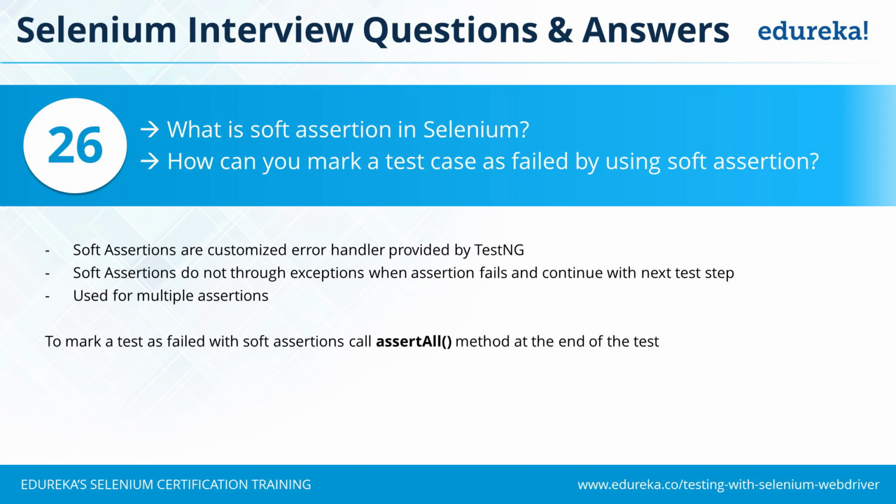Now let's have a look at the second question. How can you mark a test case as failed by using soft assertion? Though I'm using soft assertion, I want to mark a test case failed if any of my assertions are failing. What can be the purpose of this? I have four assertions in my test: assertion A, B, C, and D. Assertion A fails. Assertion B passes, after which some steps are performed. Then it comes to assertion C, which passes, then some steps are performed, and then assertion D fails.